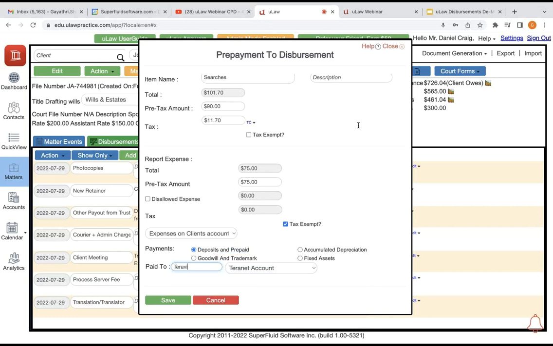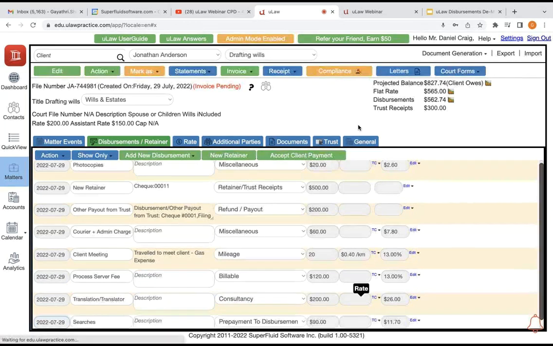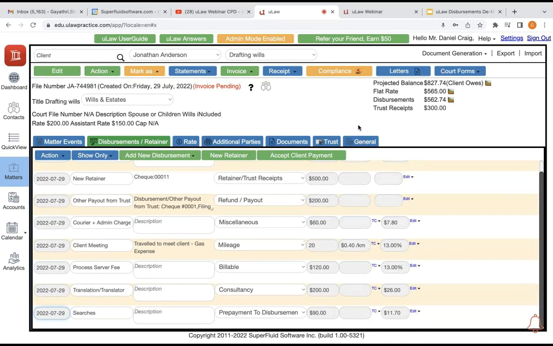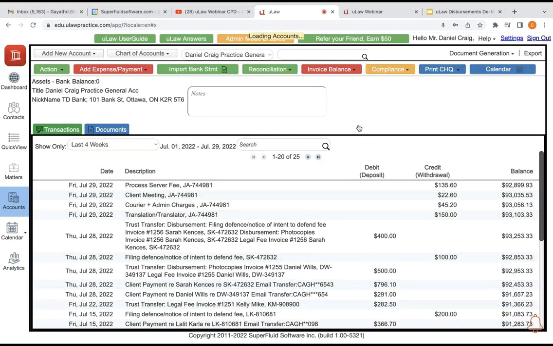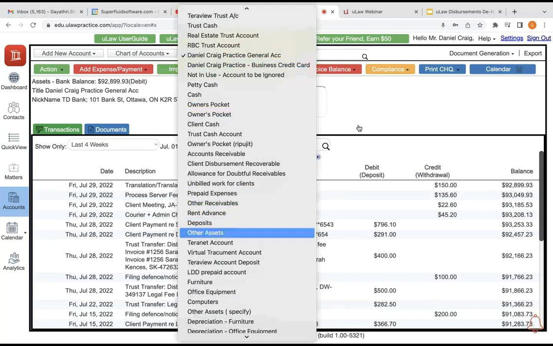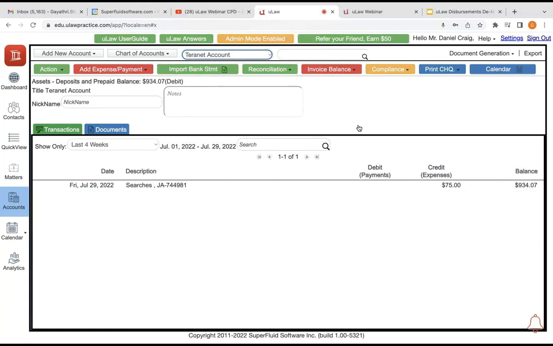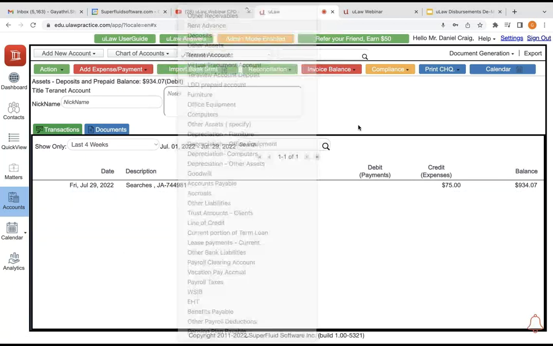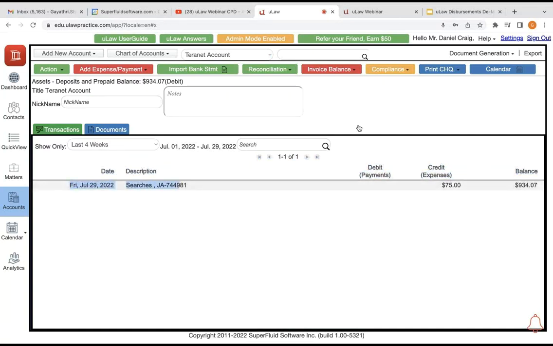Let's say this is probably TerraView, and save it. You would see that this $90 plus taxes is billed to the client. However, if you go into accounts, it's not seen in your general account anywhere like we did for the other 4 or 5, because it is in your TerraNet or TerraView account. So the searches that I just added under Jonathan Anderson, $75 is right here.